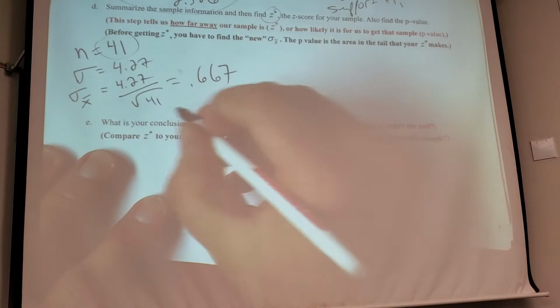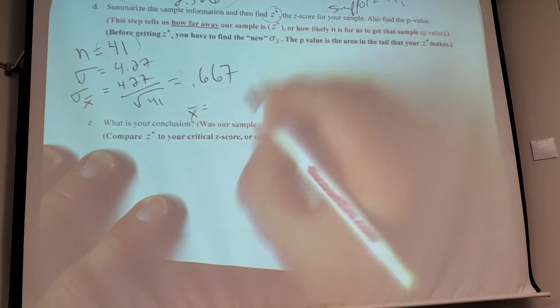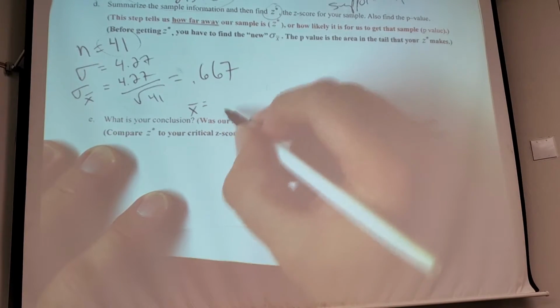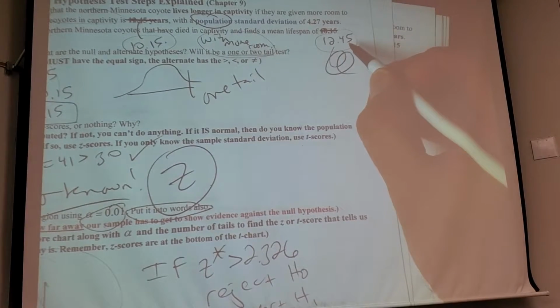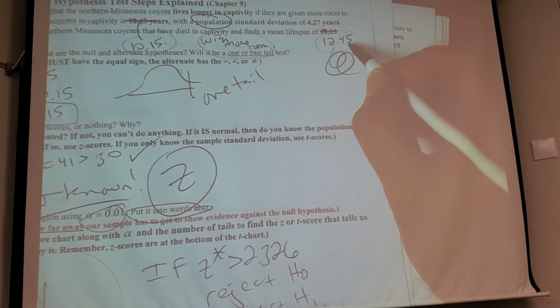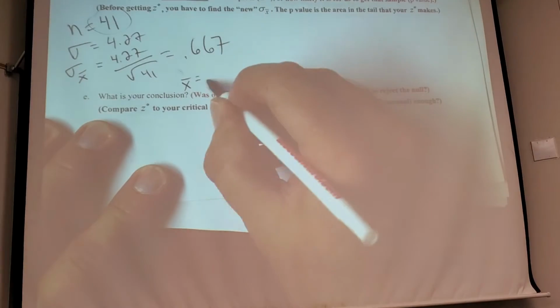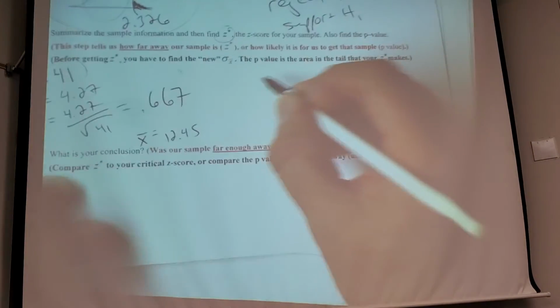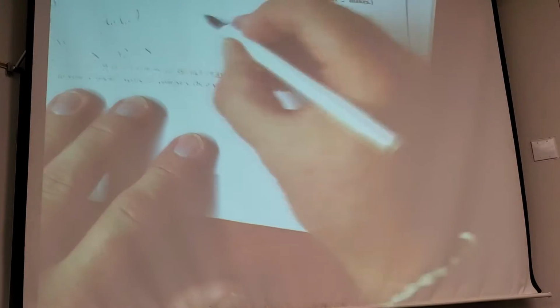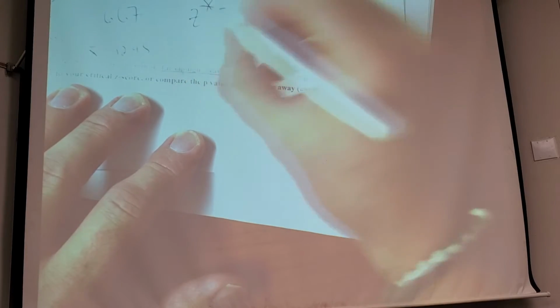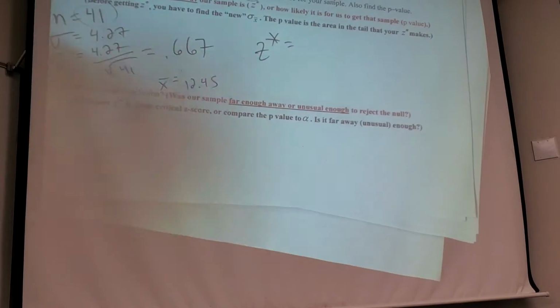And what's X bar? What do we find from the sample? Probably the number of 12.45. So a z-score formula never changes. The z-score formula is our data. What's our data?